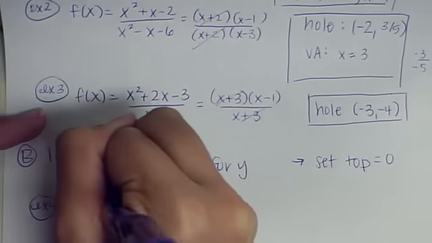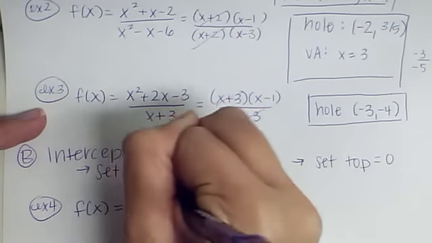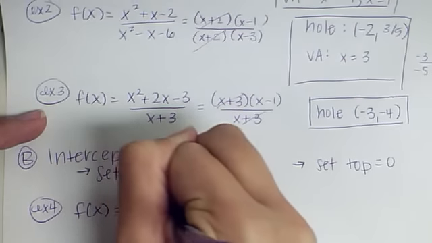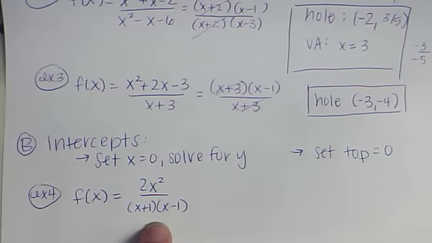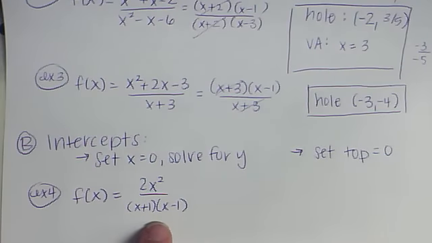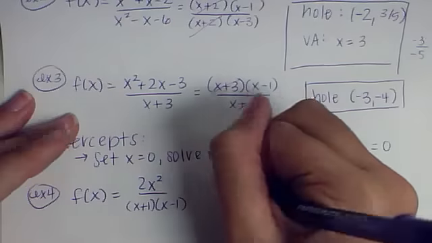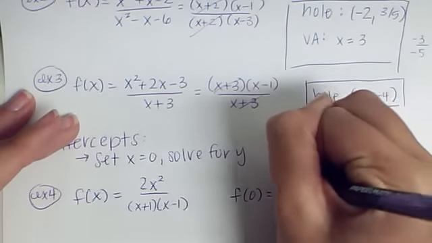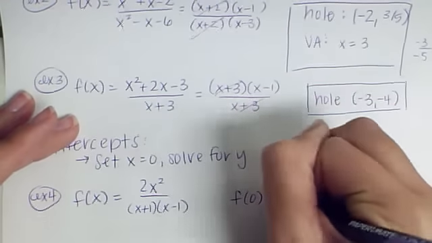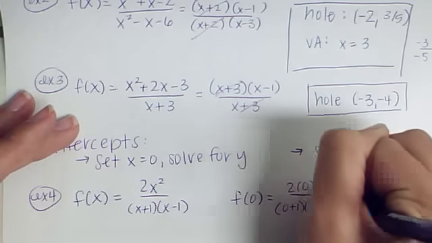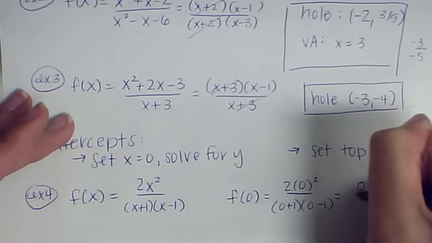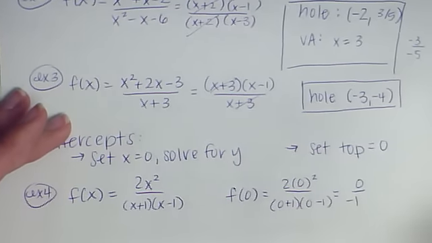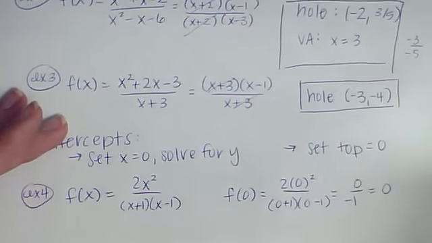If I take example number 1, and I'm just going to reuse that one, and I'm going to put it in its form where it's already factored, okay? We already found what the vertical asymptotes are. Now we want to figure out what the intercepts are. To do that, the first step is to plug in 0 for x. So we're going to do 2 times 0 squared over 0 plus 1 times 0 minus 1. On the top, I have 0. On the bottom, I have negative 1. And 0 over anything is 0.